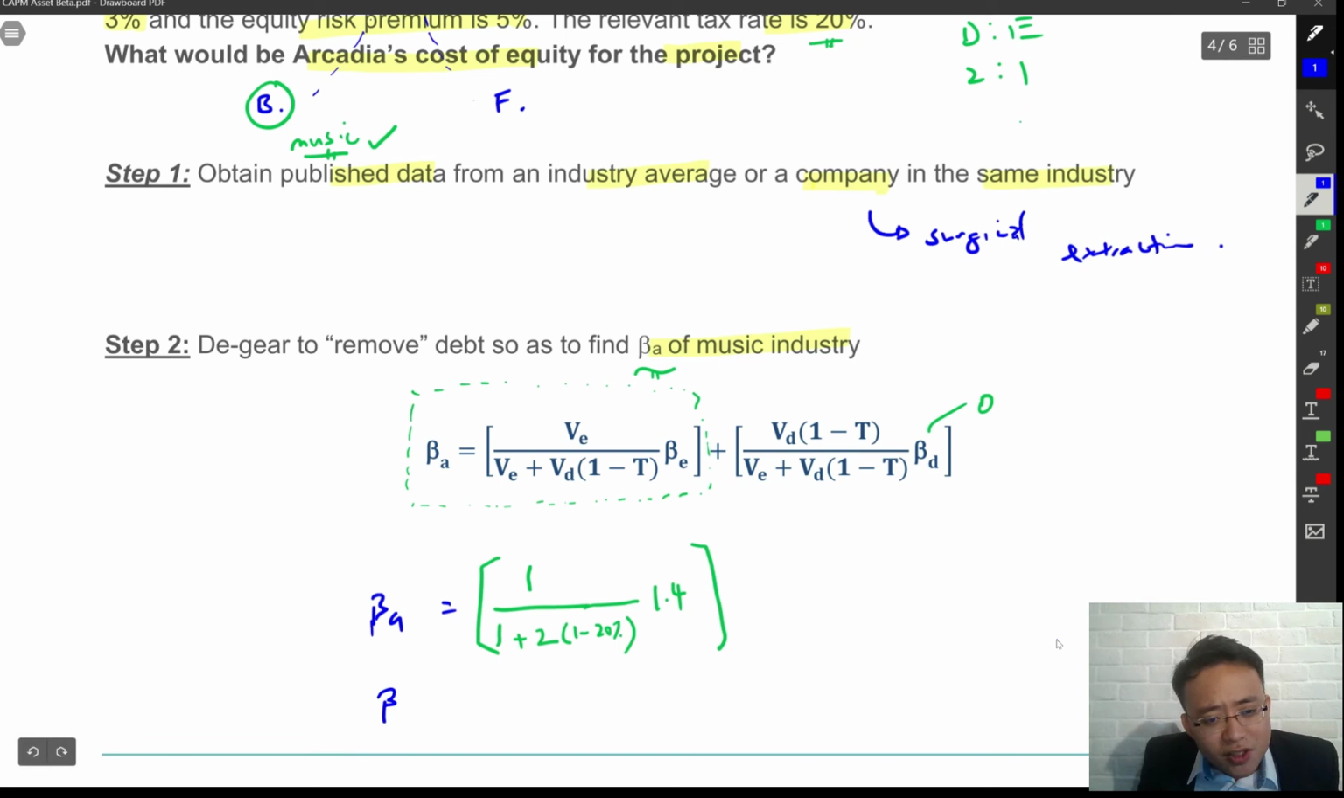So, we are going to surgically extract the business risk from Spotify. I lay his whole body here and I say, tell me your business risk. So you work it out. 1 divide by 1 plus 2 bracket 1 minus 20%. So you work out the bottom first. Alright. So you would get times 1.4. Your beta asset will be 0.5385.